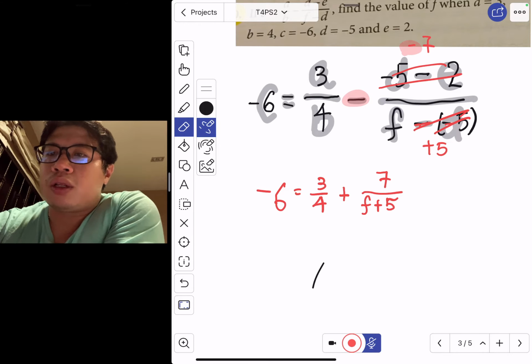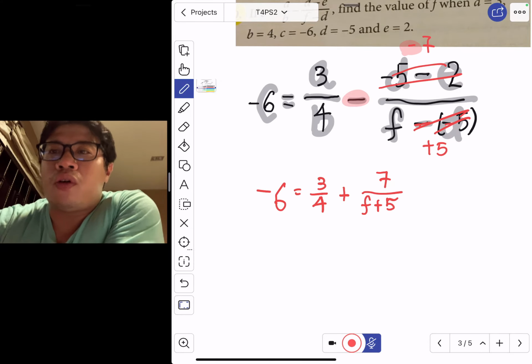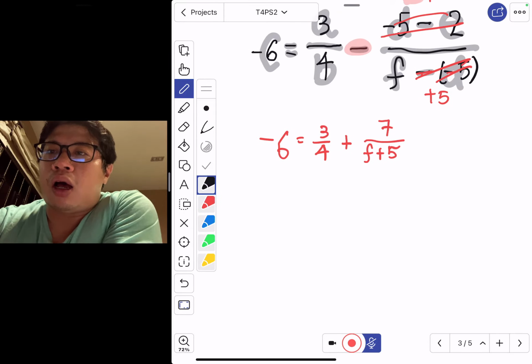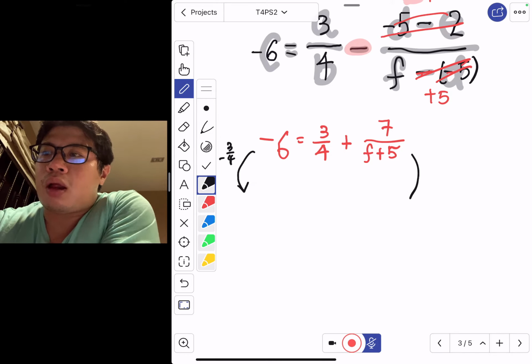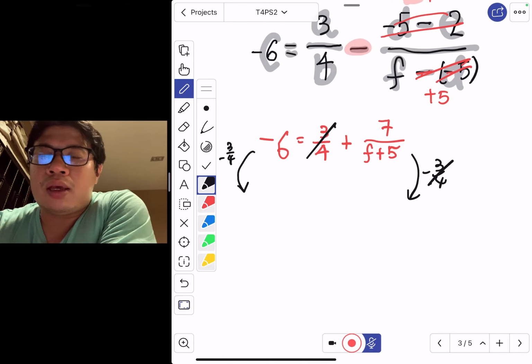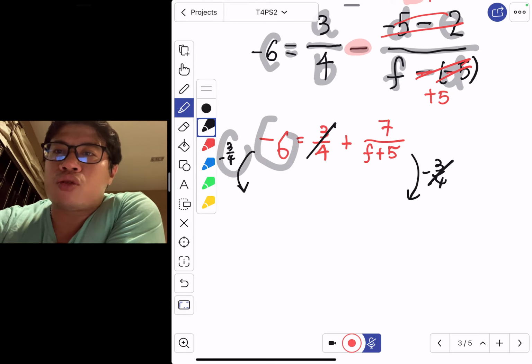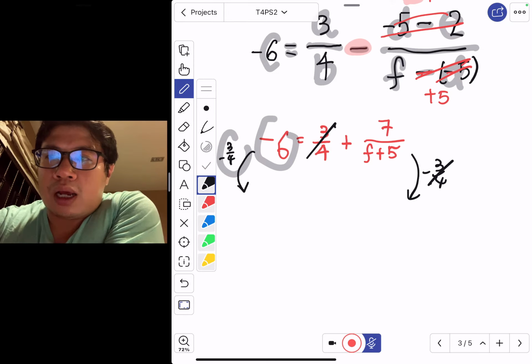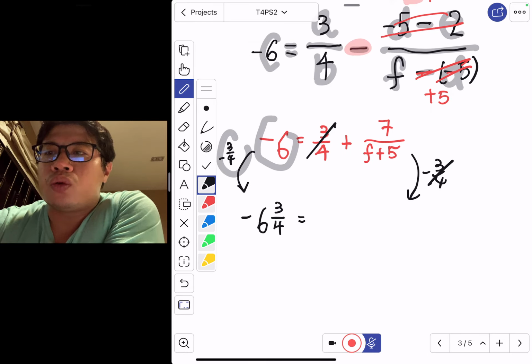So the next step, I will slowly bring my terms over. To get rid of 3 over 4, I subtract 3 over 4 on both sides. I subtract 3 over 4 on both sides. So plus 3 over 4 minus 3 over 4 will give me a zero pair. The zero will go away. So on the left hand side, negative 6 minus 3 over 4 gives me negative 6 and 3 over 4, equals 7 over F plus 5.